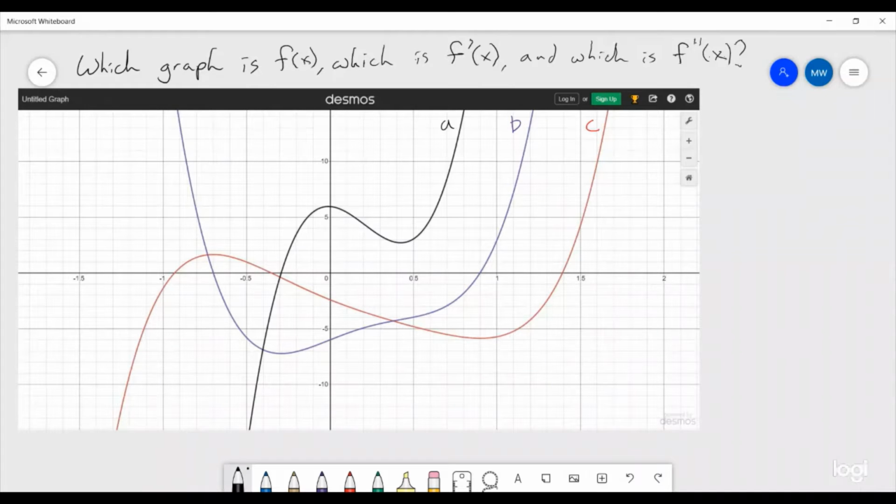Today we're going to be talking about how I can figure out which graph is a function, which is its derivative, and which is its second derivative. So that's what we're going to be going through today.